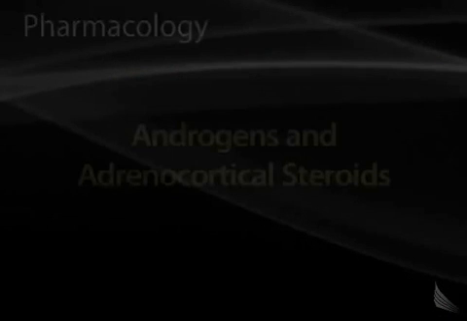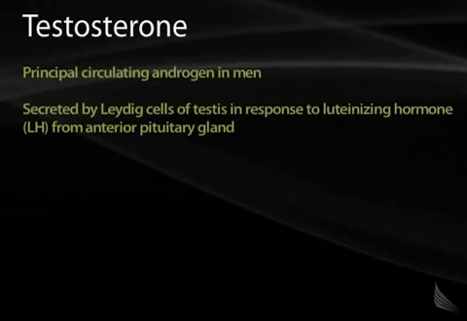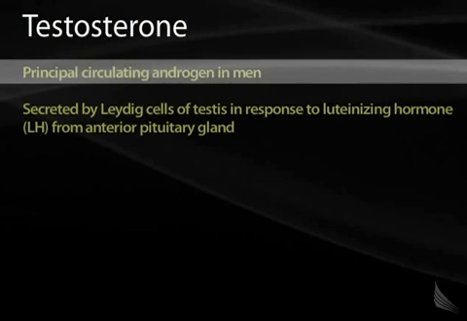In this first section of endocrine pharmacology, we will be going over androgens and adrenocortical steroids. In this section, we'll discuss the pharmacology of androgens and adrenocortical steroids. Before we talk about synthetic androgens, we'll talk about testosterone, which is the principal circulating androgen in men.